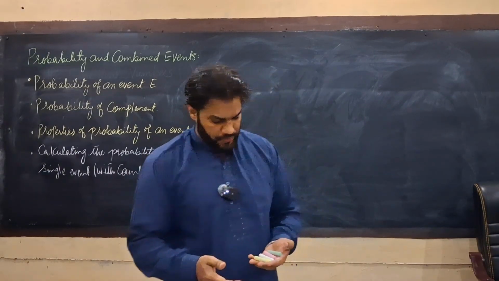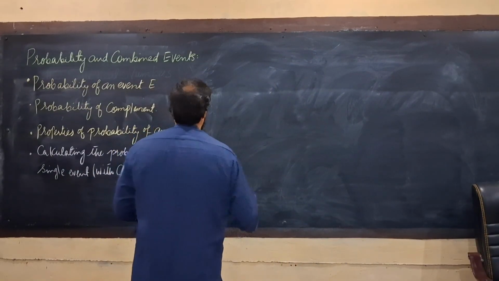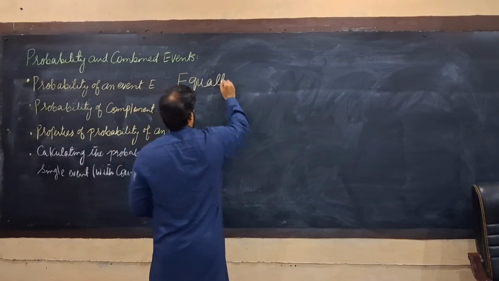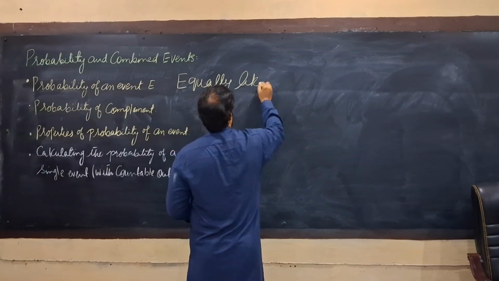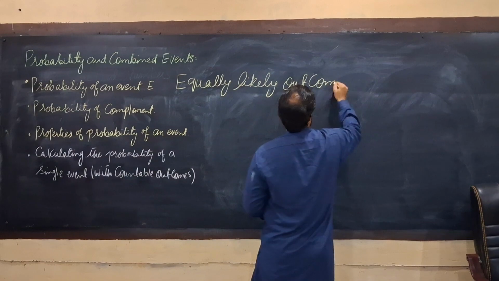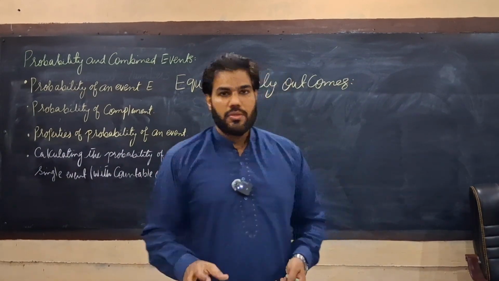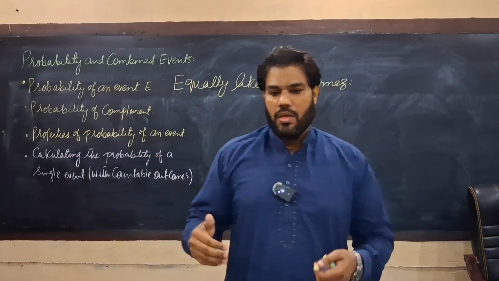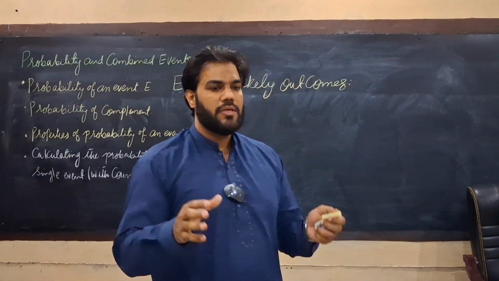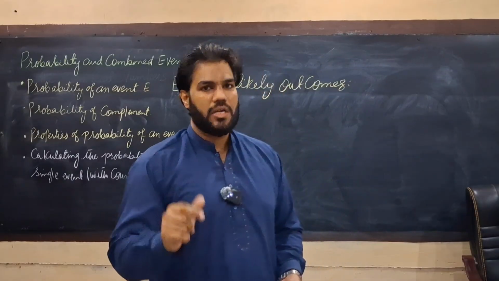So let us start from the word equally likely outcomes. How can we define what equally likely outcomes are? Actually, when you perform an experiment, then this experiment has some possible outcomes. If each possible outcome has an equal chance of occurrence, then those outcomes are called equally likely outcomes.